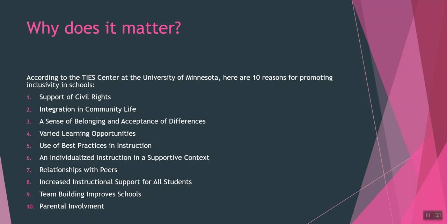Number one, the support of civil rights. Do your homework. Read up on federal laws such as the Americans with Disabilities Act, the Individuals with Disabilities Education Act, Section 504 of the Rehabilitation Act of 1973, as well as any education laws that may be specific to your state. Number two, integration in community life.